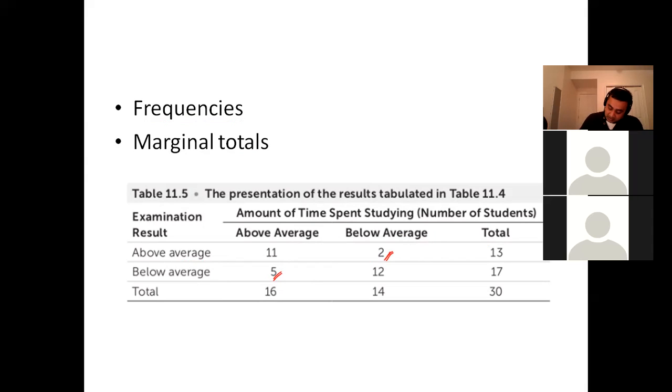But the important thing is if you scored above average, you have 16 students who scored above average, you have 14 below. And if you add this and this up, you still get to 30. So these are called marginal totals because you're totaling them on the margins. And it's more of a mathematical accountability.